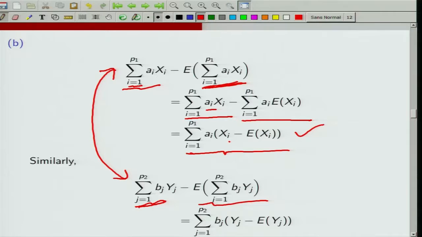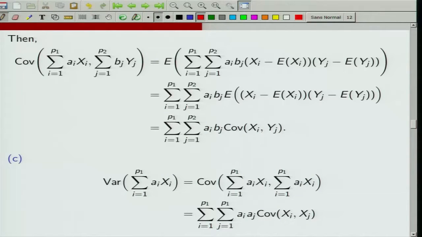Now, similarly, I look at summation j equal to 1 to p2 b_j y_j minus its expected value. So, that would be nothing but summation j equal to 1 to p2 b_j times y_j minus expected value of y_j. So, to get the covariance between this and this, I have to consider the expected value of product of these two quantities. So, let us do that.